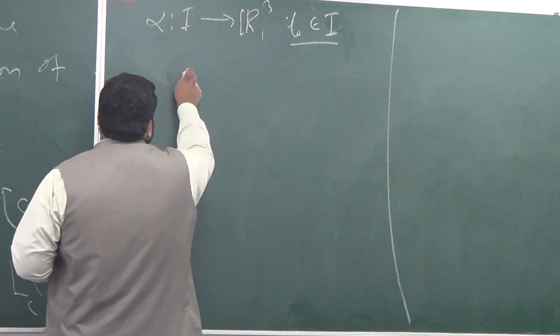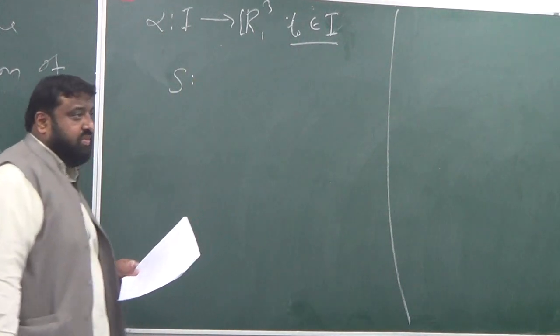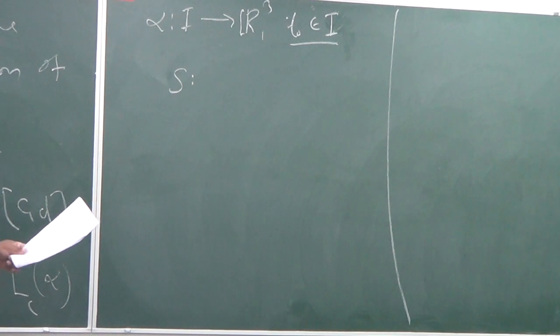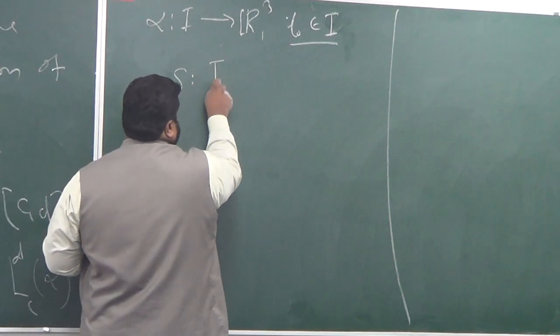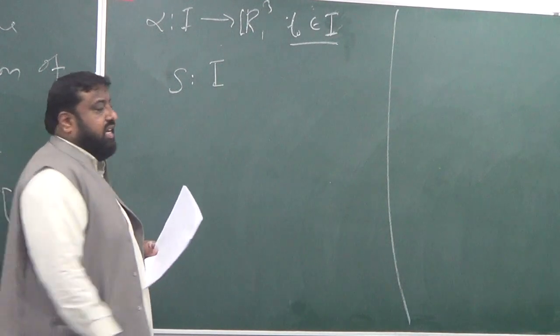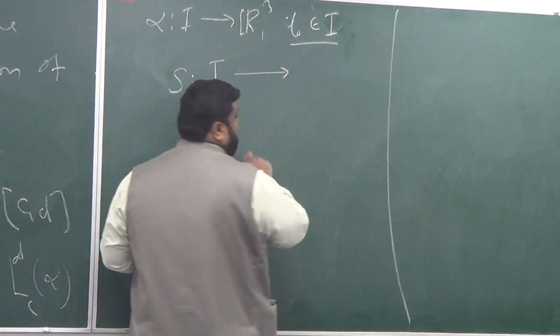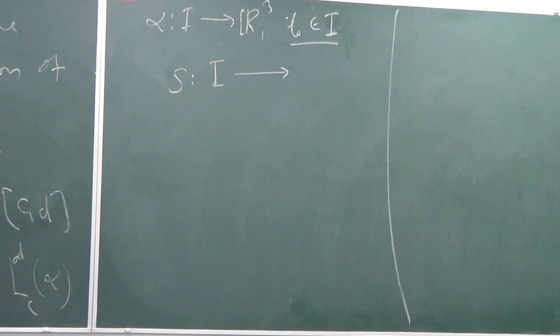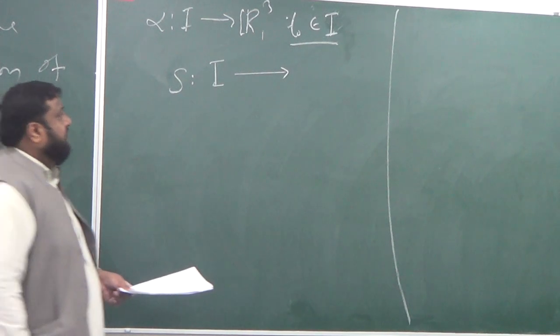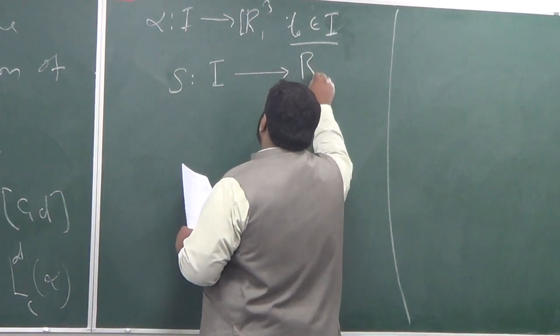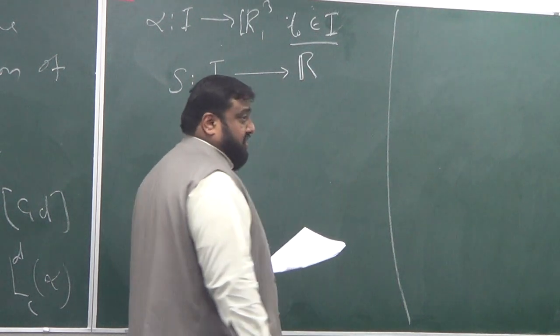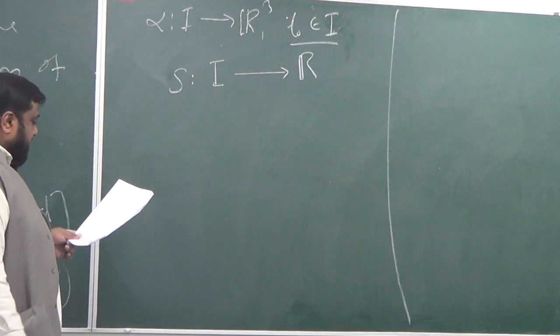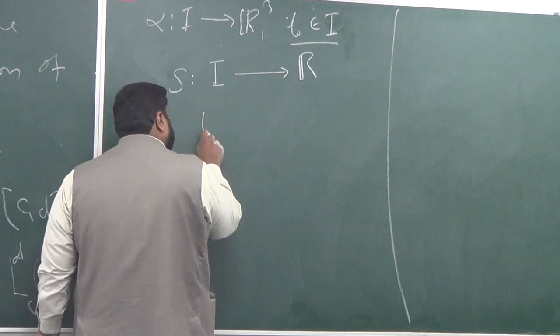Let me define a function called the arc length function. It's a function that takes values from I and gives me a value. I hope we understand what we mean by the arc length of a curve, your previous, intuitive idea. It's a measure, a number actually, so it's a map from I into R positive.